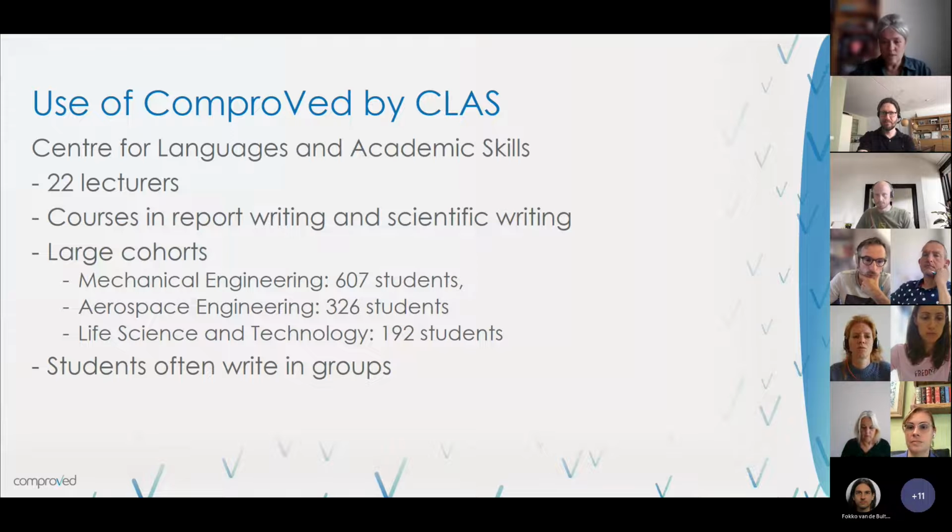And one of those fun things was that we had the opportunity during the COVID period to have an account for ComproVed to try it out.